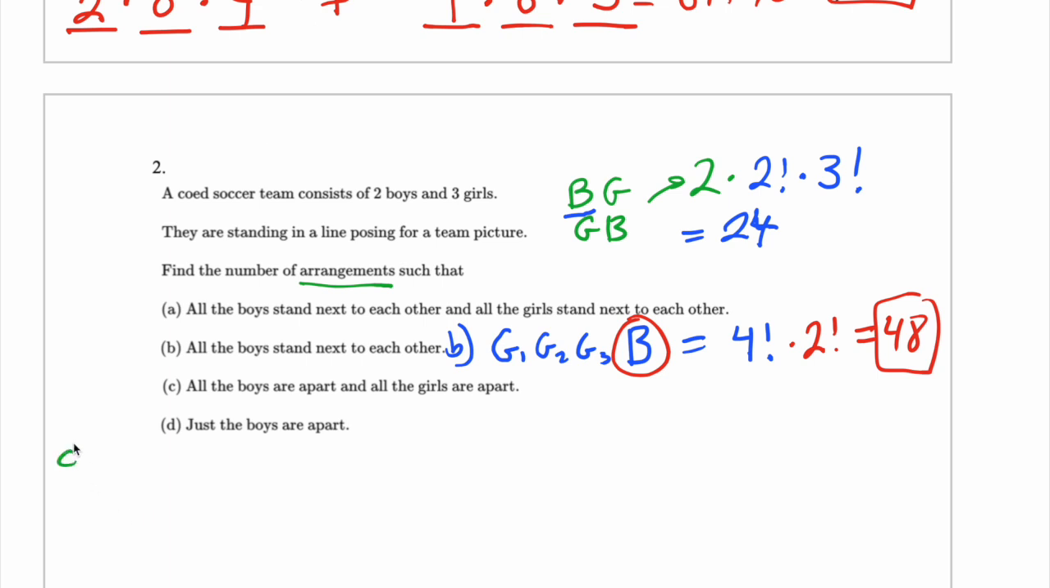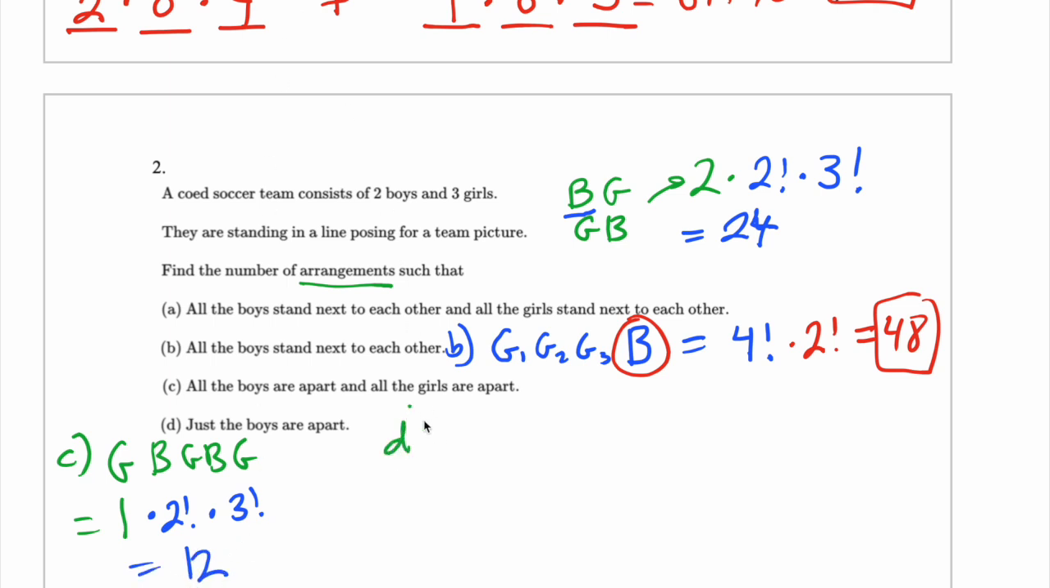Okay, next, number C. All the boys are apart and the girls are apart. There's only one way that can happen. It has to be a girl on the left, and then boy, girl, girl, boy, girl. This is the only way you can get the girls split up: you put the boys in the 2nd and 4th position, right? So there's only one way that can happen. And there's 2 boys again. You can rearrange those 2 boys in 2 ways. And the 3 girls, again, you get a 3 factorial. So that is 12.